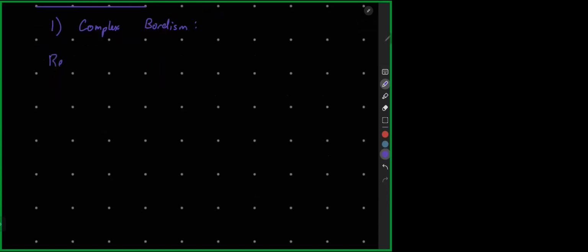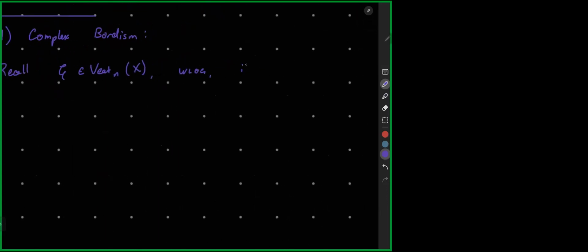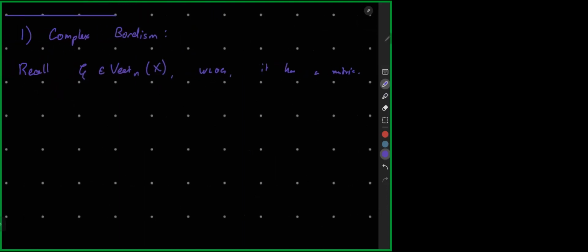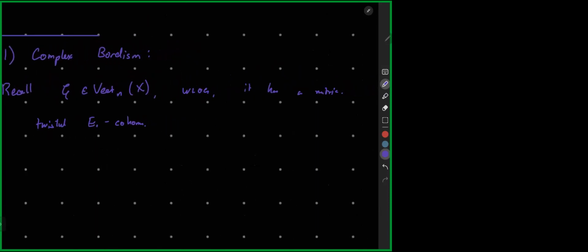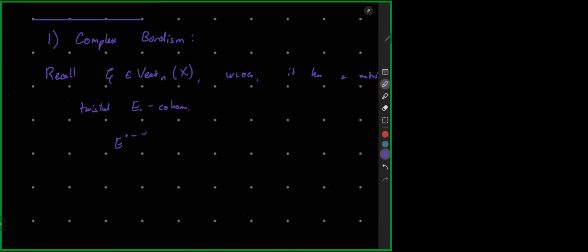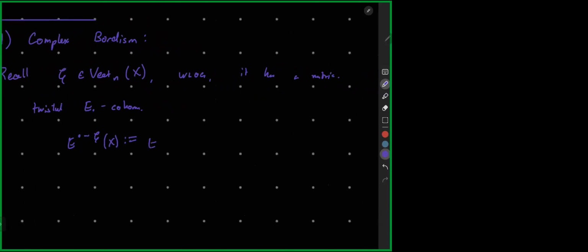So recall that if zeta is a rank n vector bundle on some topological space X, and without loss of generality, it has a metric, for example, if X is paracompact, then we can define the twisted E-cohomology to be E star minus zeta X. And this will be the relative cohomology of the disk bundle to the sphere bundle.